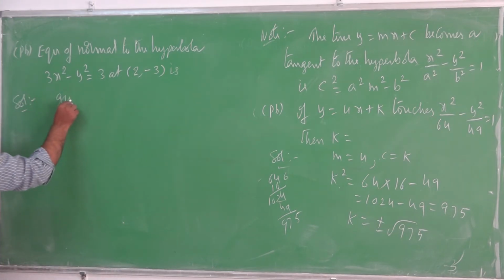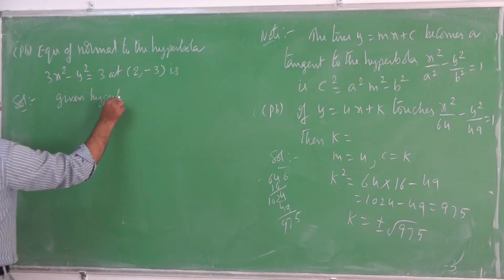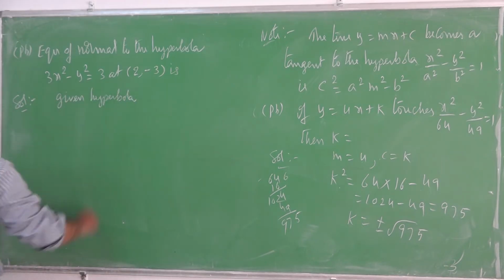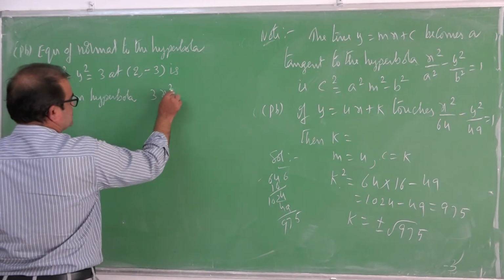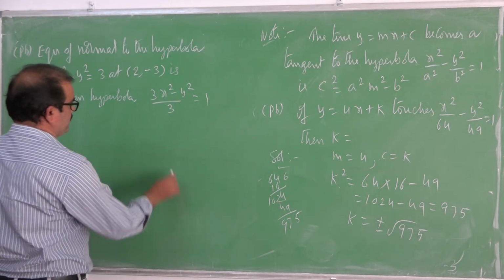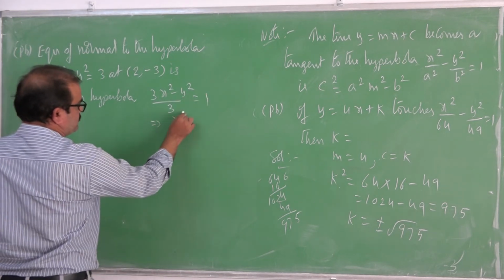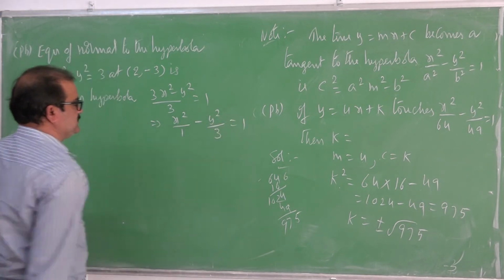What is the given hyperbola? Reduce the given hyperbola into standard form. Write it as 3x square minus y square by 3 is equal to 1. Divide separately. We get x square by 1 minus y square by 3 is equal to 1.